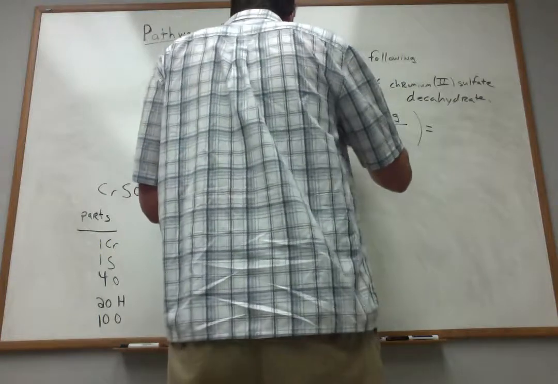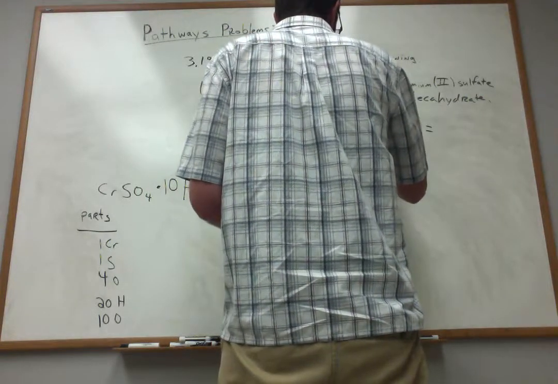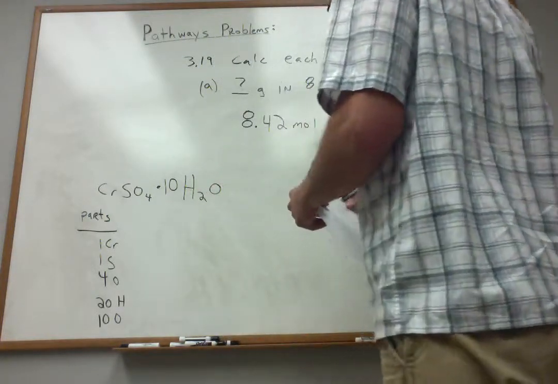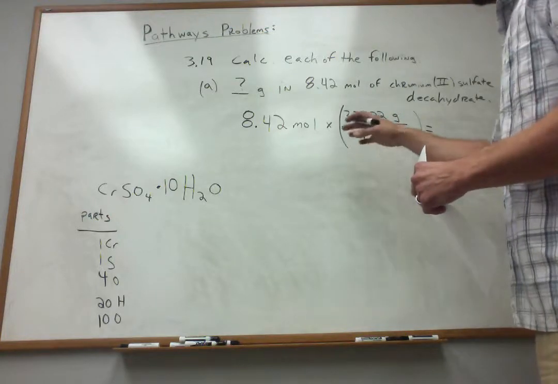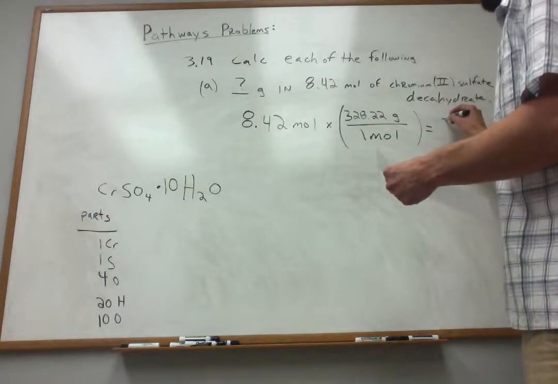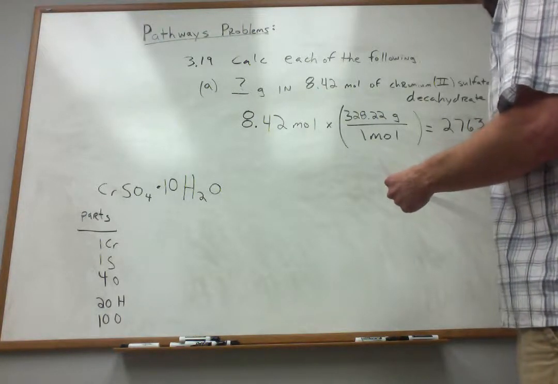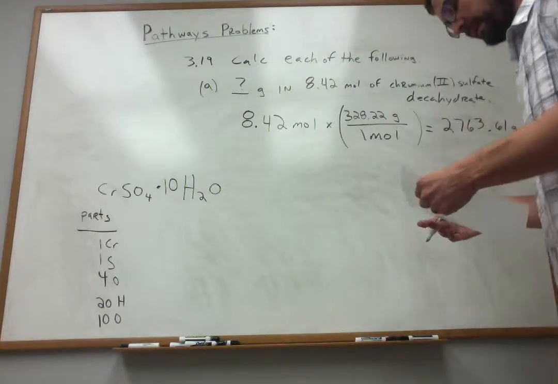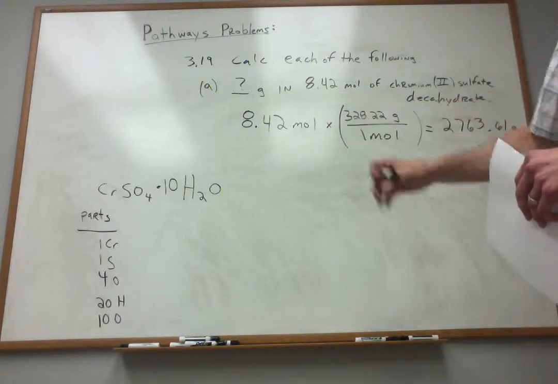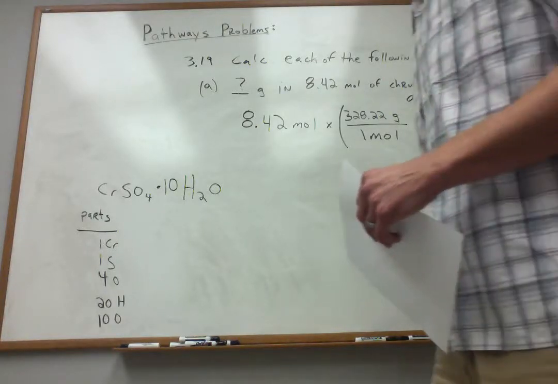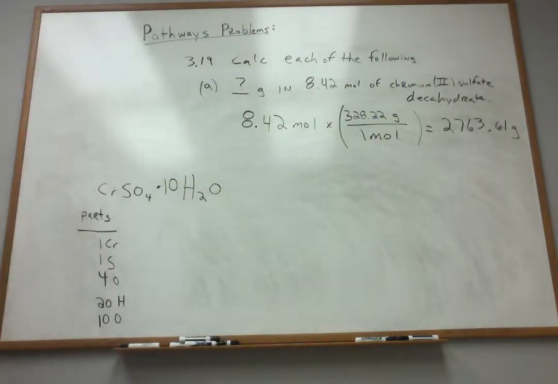So if I add up all those parts, the molar mass that I've gotten is 328.22 grams per mole. And if I multiply out to figure out what the mass of 8.42 moles is, I get 2763.61 grams. This is how many grams are contained in 8.42 moles. It's an easy problem mathematically, just to work on your calculator through multiplication. But again, the trick to this is being able to write the chemical formula. If you cannot do that, you're not going to be successful, okay?